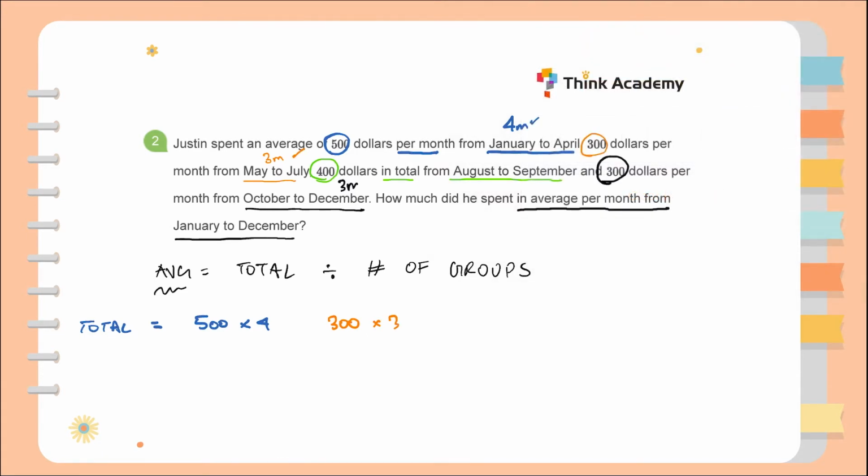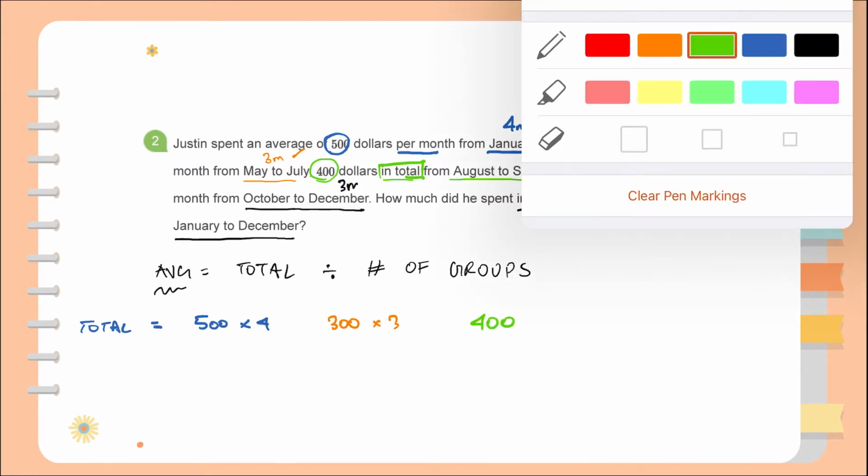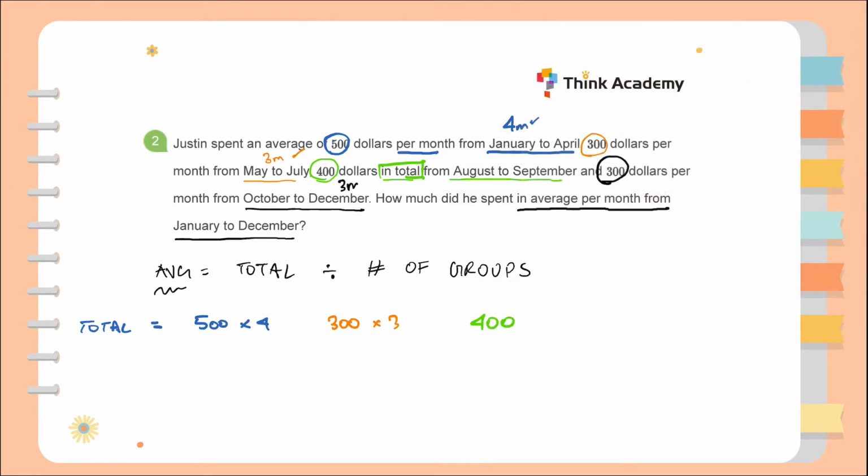Now let's go to the green. $400 in total from August to September. So is it going to be 400 times 2? One for August, one for September? No, be careful. In total. So it's just 400 that was spent across those months. And then let's go on to $300 per month for 3 months. 300 times 3. Add these up to get the total spending across all these months.